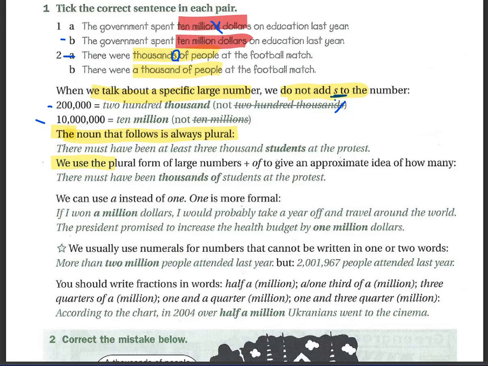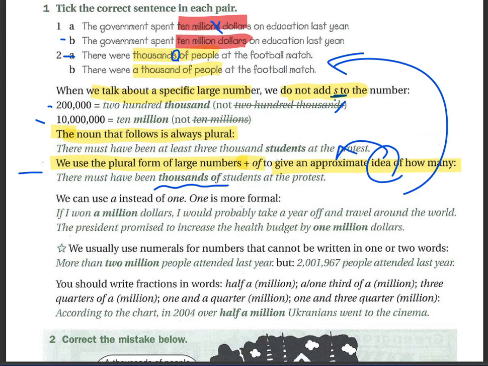The next one, we use the plural form of large numbers plus of to give an approximate idea of how many. Look at here. There must have been thousands of students at the protest. Thousands of. As you can see, it's like the second question here. When it's about approximate ideas, you can add S: thousands of, millions of, billions of. Okay? And then the noun is plural.